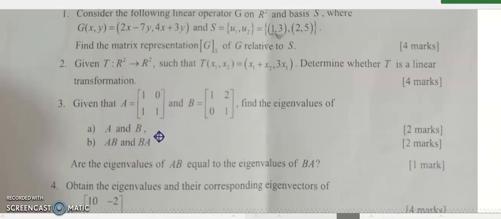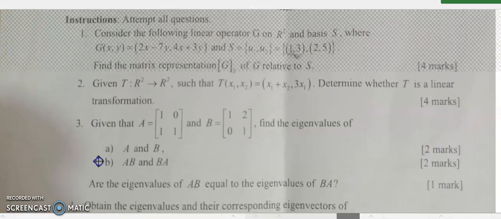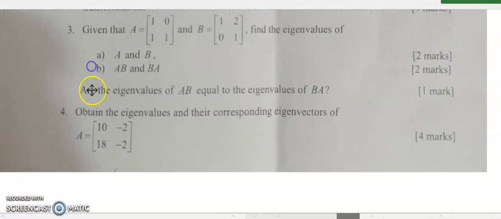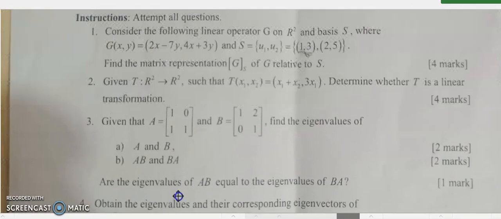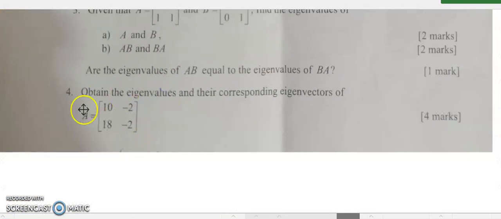In this video we'll be dealing with question number 4, which is the last question in this paper. Of course, you can watch the previous video so that you know how we do question 3 to 1. In this question 4, you have to obtain the eigenvalues and their corresponding eigenvectors. You can observe that in the third question we only found the eigenvalues without the corresponding eigenvectors, but in today's video we are finding the eigenvalues and their corresponding eigenvectors. Remain with us as I take you through how to compute this and arrive at the solution.